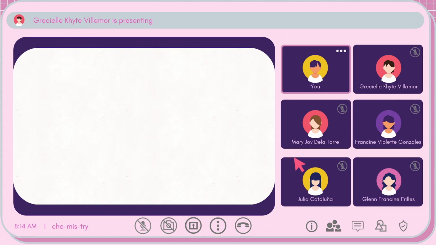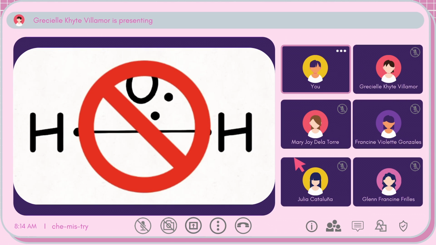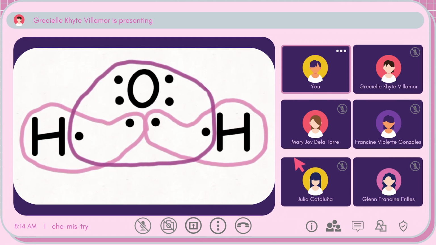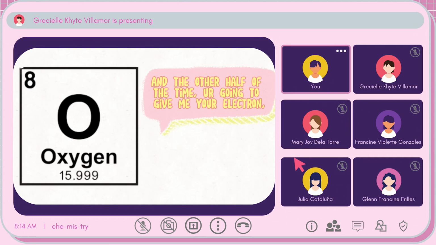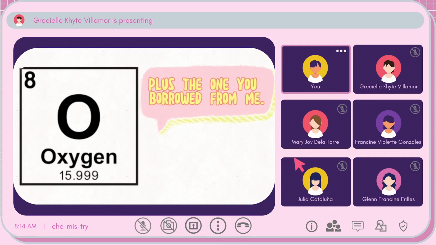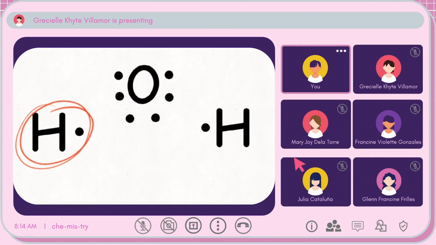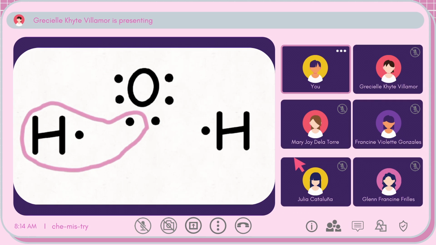So first and foremost, we will not connect the 2 H's. If we did this, there would be no place for oxygen to join because the 2 H's would each have their own electrons. We're going to connect each H to the oxygen atom, and this oxygen will say, okay, some of the time I'm going to give you my electron, and the other half of the time you're going to give me your electron, plus the one you borrowed from me. So for this H, it would be like this. It doesn't matter what electron it is as long as it's on the oxygen.